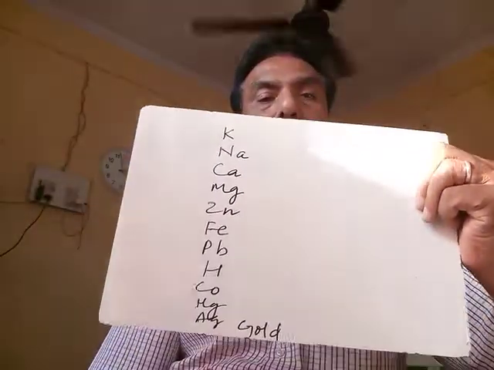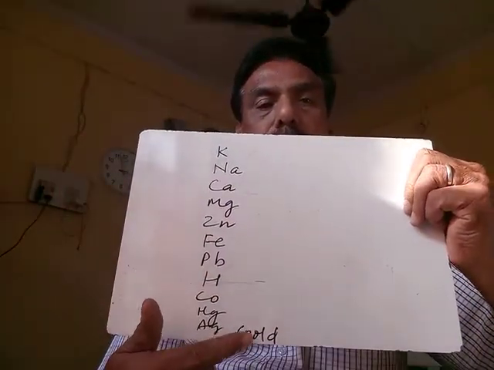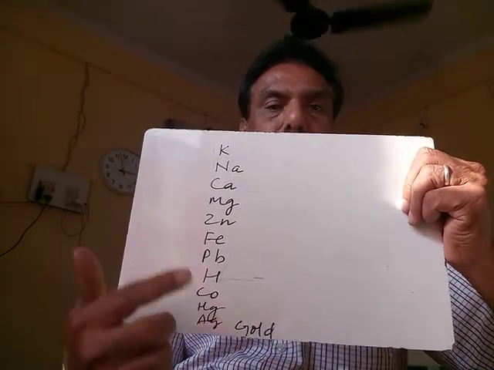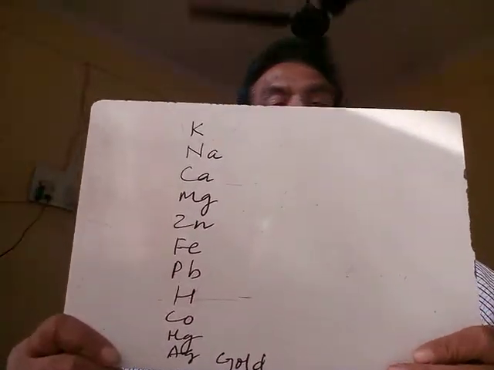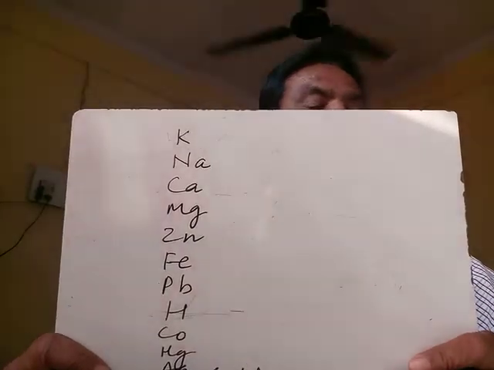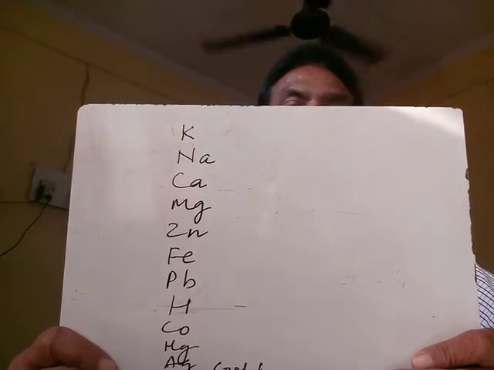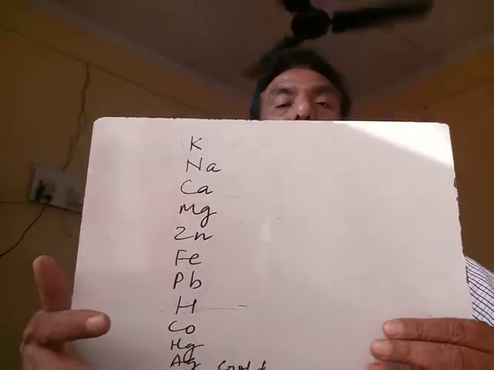Just look at this. At the top is potassium and at the bottom is gold. So they have been placed in this order: potassium, then sodium, then calcium, then magnesium, then aluminum, zinc, iron, lead, hydrogen, copper, mercury, silver, and gold. So potassium is the most reactive and gold is the least reactive metal. This reactivity series is available in almost all books.